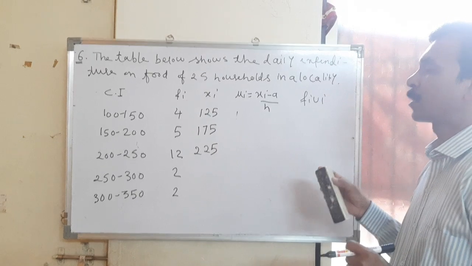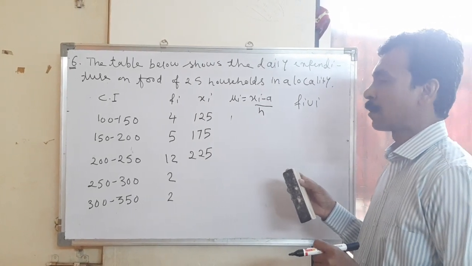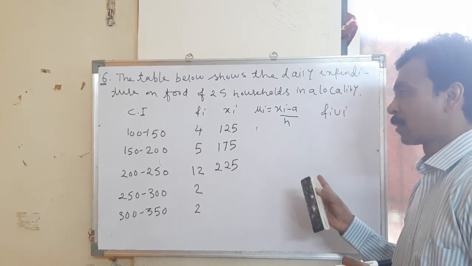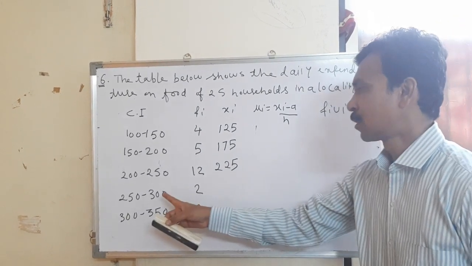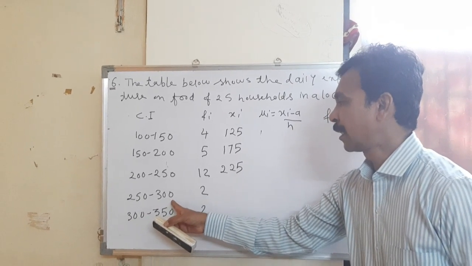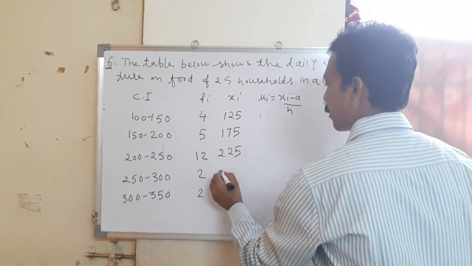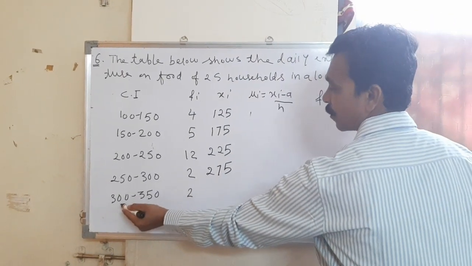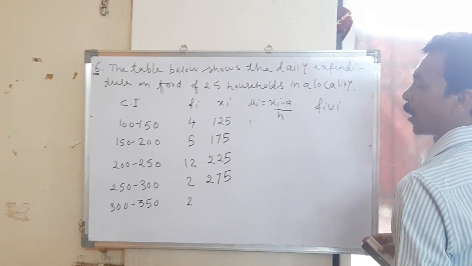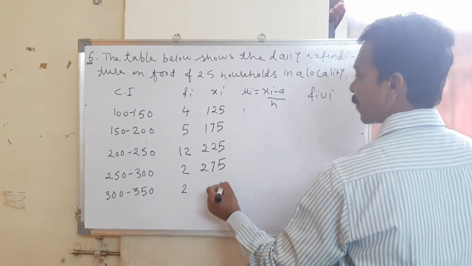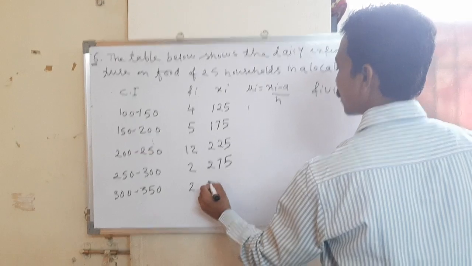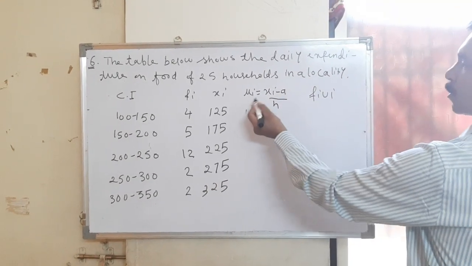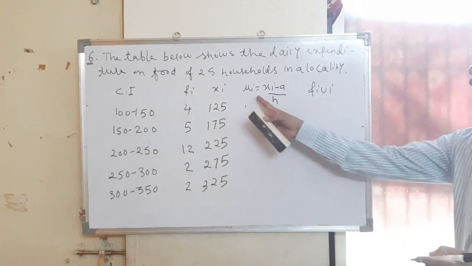Next, 250 plus 300 is 550, and 550 by 2 is 275. So this is 250 to 300, it will be 275. And last, this will be 350 plus 300 upon 2, which is equal to 325. Now ui is equal to xi minus a upon h.